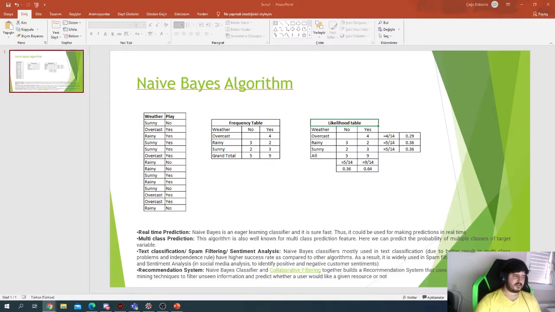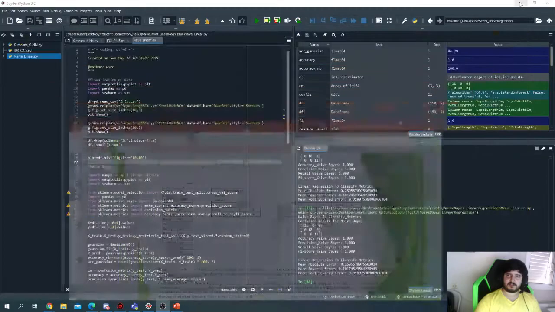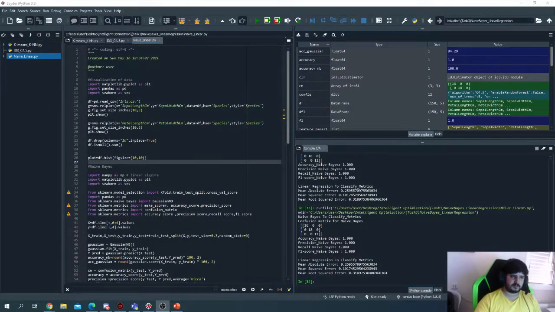For numerical variables, a normal distribution is assumed, the bell curve, which is a strong assumption in this type of machine learning algorithm. So it has some cons also, but not too many problems. It's actually a pre-processing problem that we have. If a categorical variable has a category which is not observed in the training dataset, then the model assigns zero probability and will be unable to make a prediction. You need to check your data processing very well to deal with these problems.